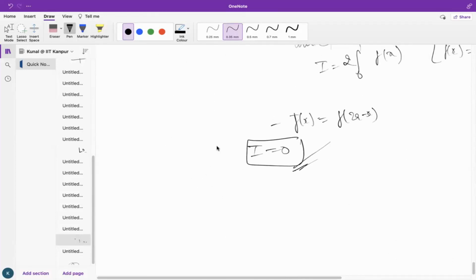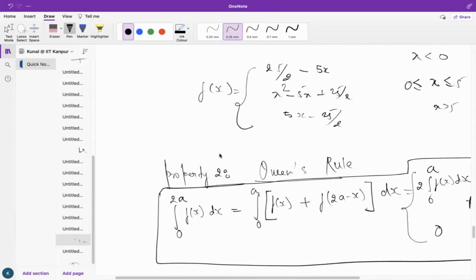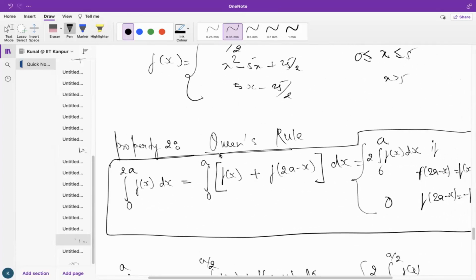So this is our Queen's rule, which is very useful for complex integrals, and it is basically derived from King's rule. So nothing to worry about.